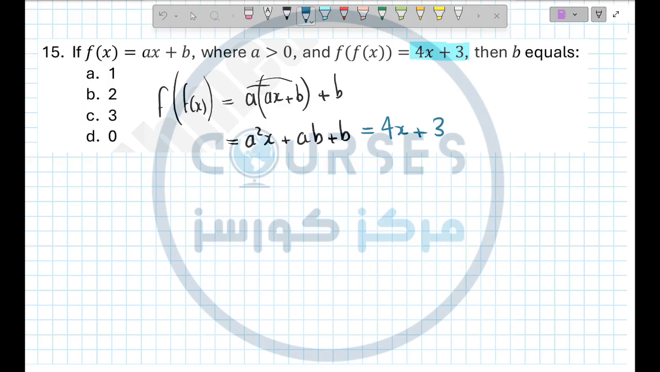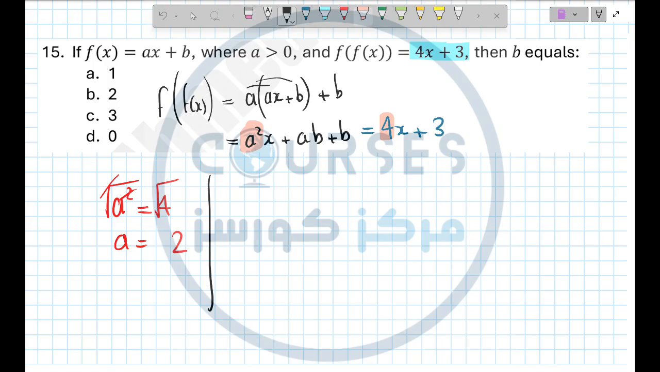Okay, now we can compare coefficients. What do we mean by that? Here, the number next to x should be equal to the number next to x here. a squared is equal to 4. So we can take that and solve it. a squared is equal to 4, square root. So a is equal to positive or negative 2. But see here he said a is greater than 0. So we are only taking the positive answer.